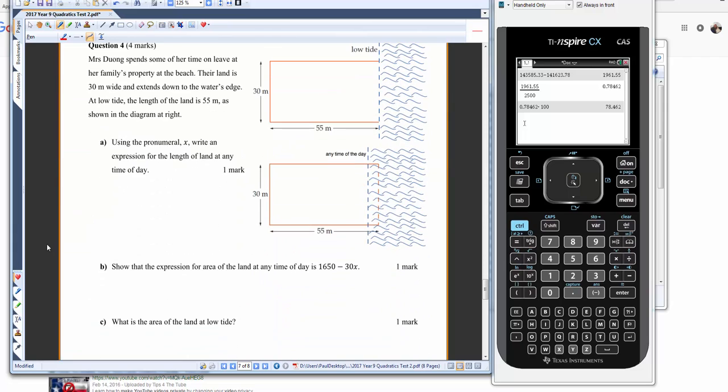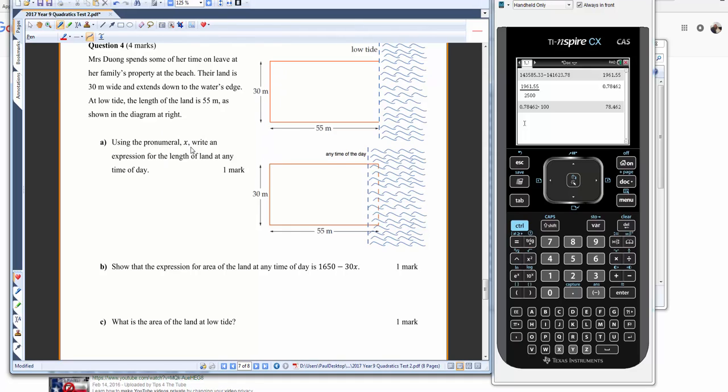Alright, and the last one, so this question was pretty tough. What we've got is Ms. Duong spending some time while she's on leave at her family's property. Their land is 30 metres wide and extends down to the water's edge. At low tide, the length of the land is 55 metres, as shown. So there's the length and there's the width of her property.